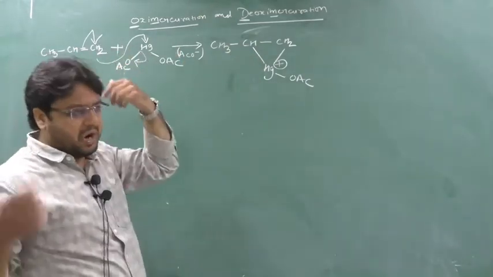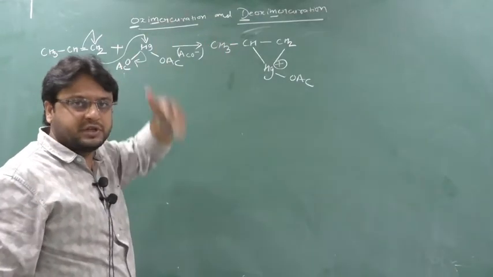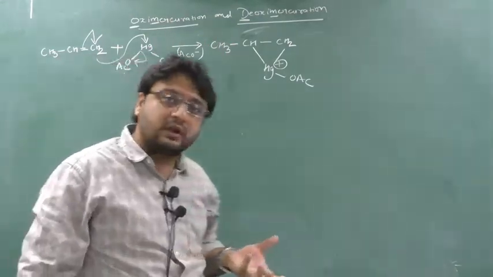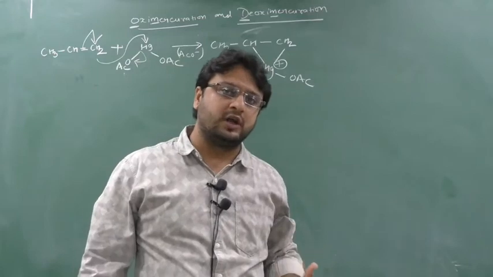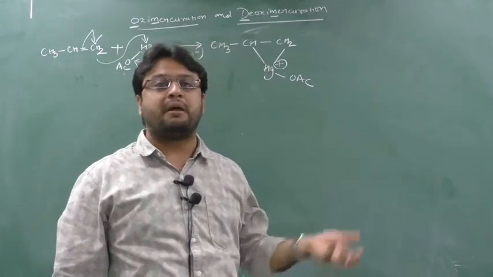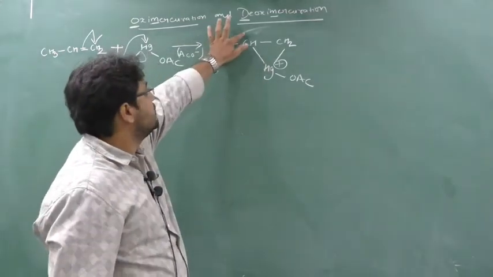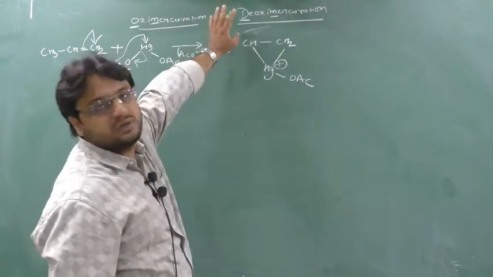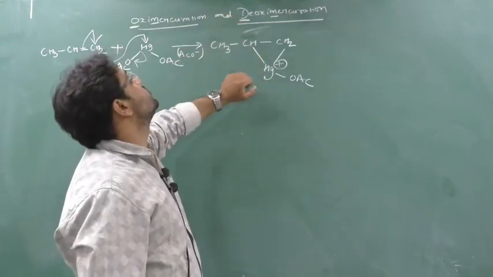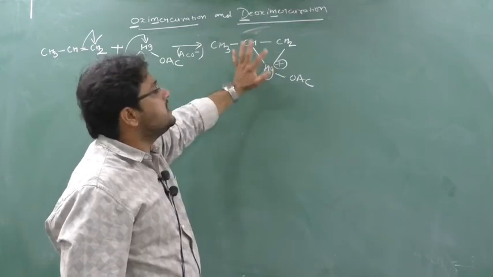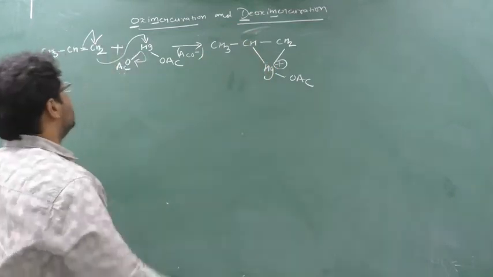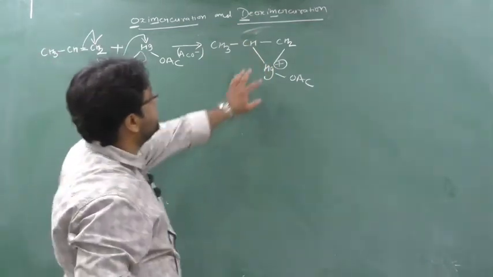So Hg is telling, okay, no problem, let it go, I will not create a positive charge. Hg was having an extra electron also. So Hg thought, OAc minus has gone, no problem, I will make a bond with this CH plus. So Hg has given its electron to the CH. When Hg has given its electron to the CH, Hg has made 3 bonds. Previously there were only 2 bonds. Now Hg has made 3 bonds.